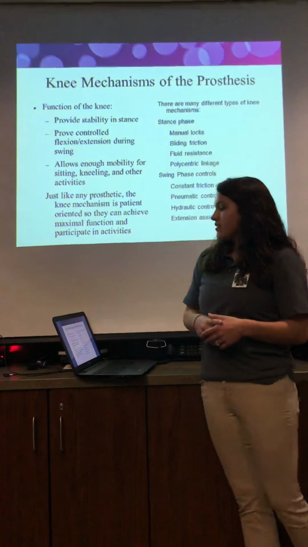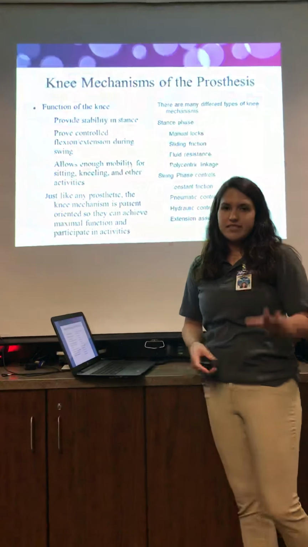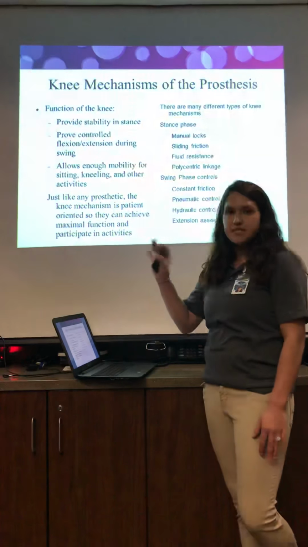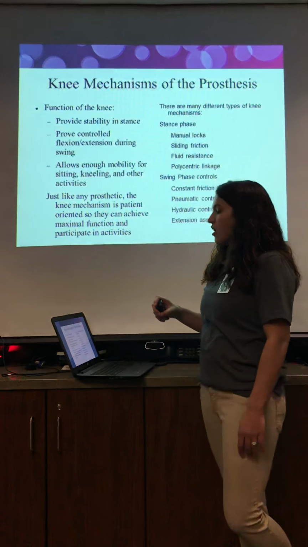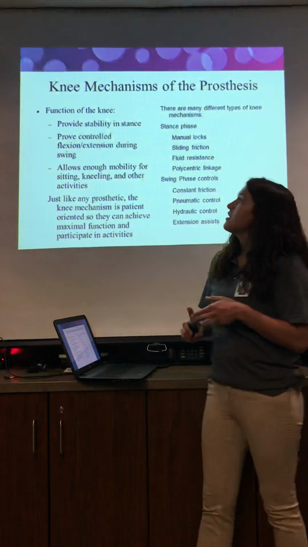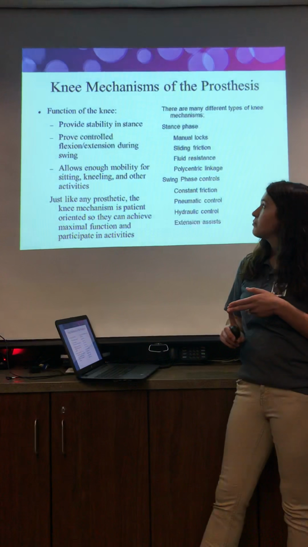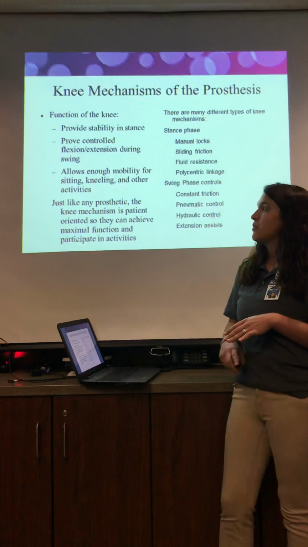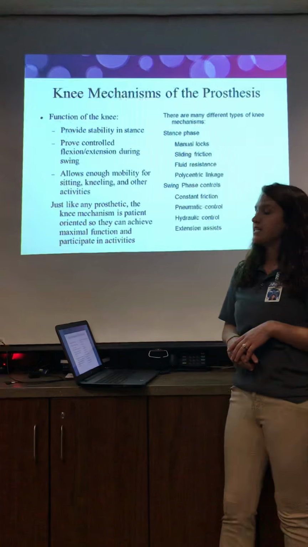Now, knee mechanisms of the prosthesis. It can all be determined by the activity level of the patient and how functional they're going to be outside. All of them have the same function at the knee, though. They provide stability in stance, provide controlled flexion and extension during swing, and allow enough mobility for sitting, kneeling, or other activities.